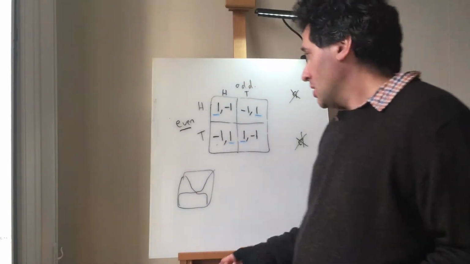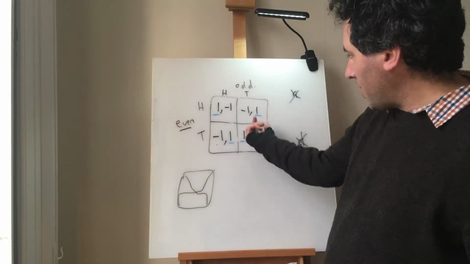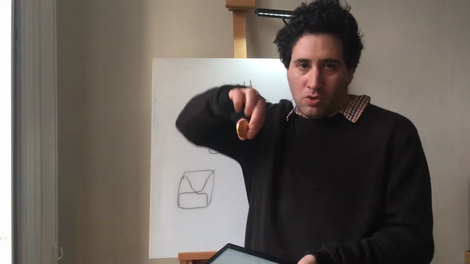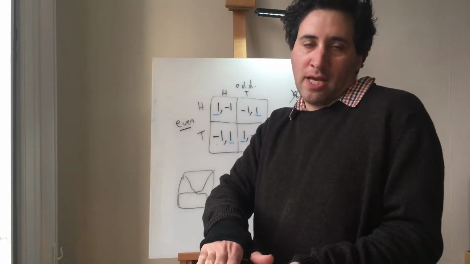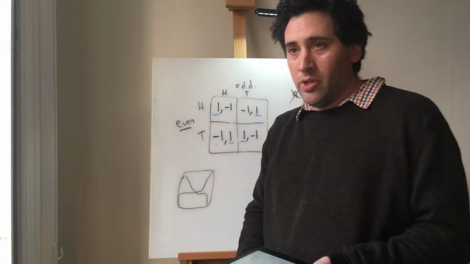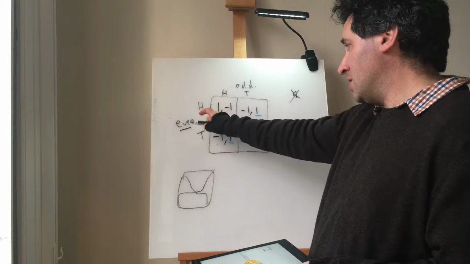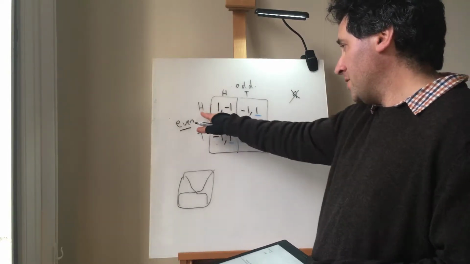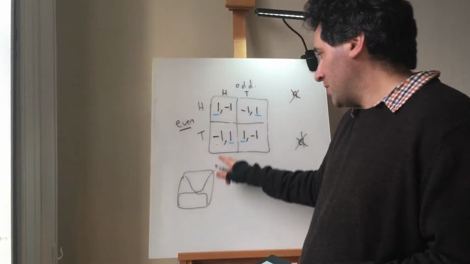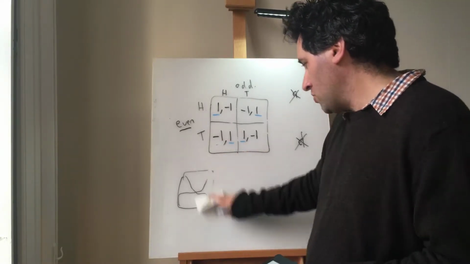In this case, it's going to be playing each strategy with 1/2 probability, basically because the positive and the negatives are equal. So suppose the odd player is just flipping a coin. Well then, does the even player prefer heads or tails? Well, if he plays heads, the odd player is flipping the coin, half the time the even player gets 1, half the time he gets -1. On average, he gets 0. If he plays tails, half the time he gets -1, half the time he gets 1. On average, he gets 0.